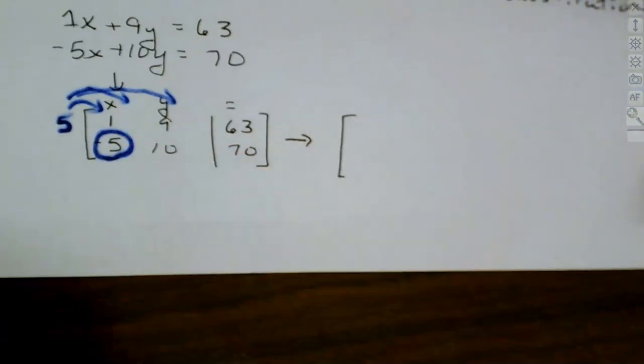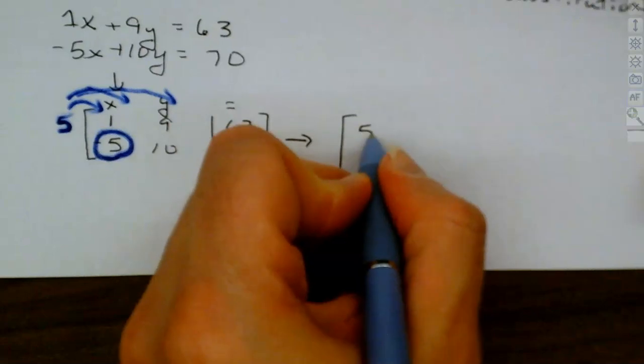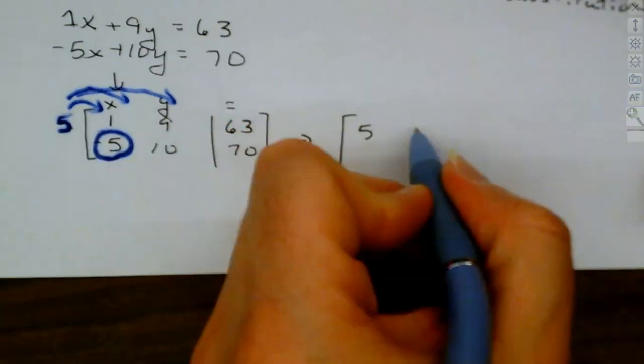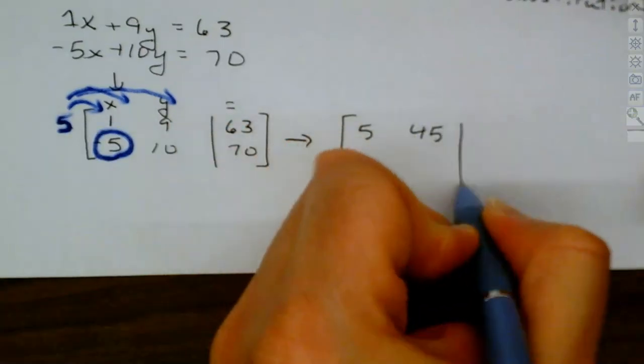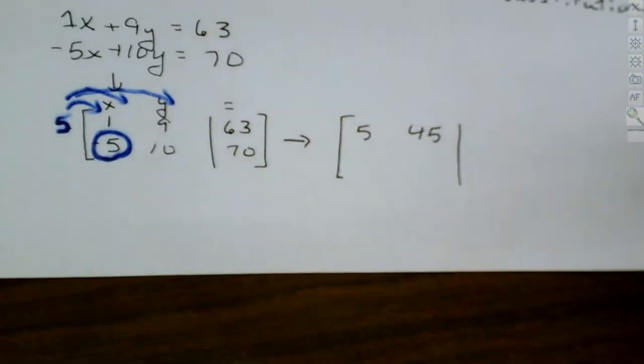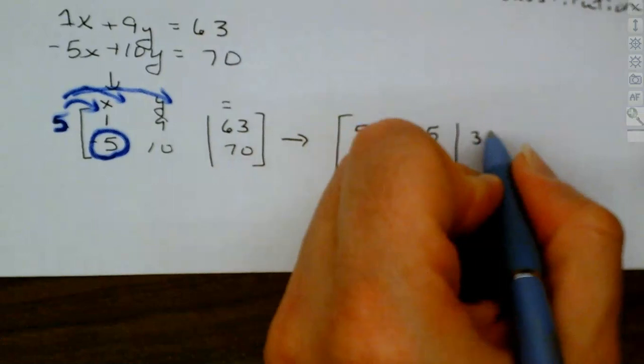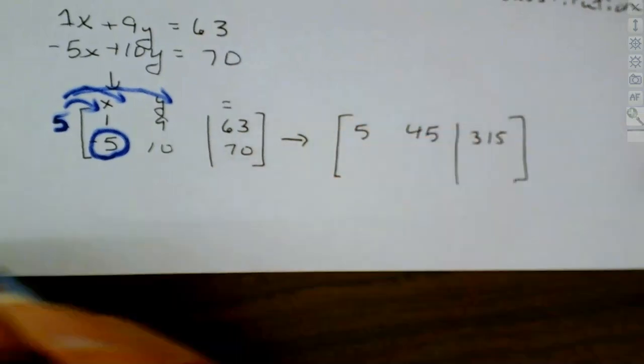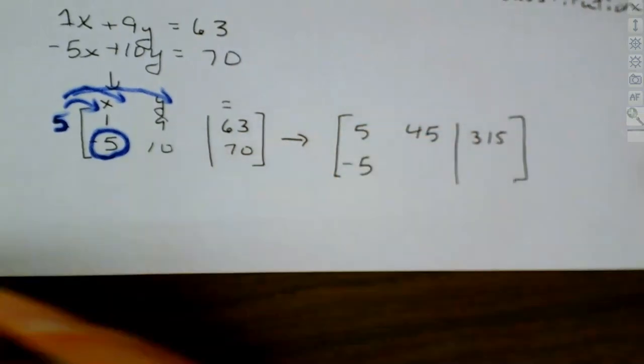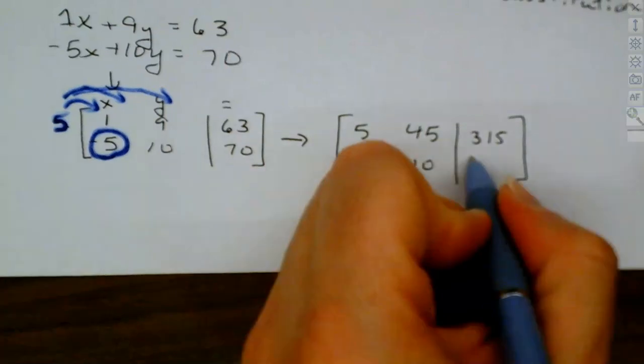Every single part. 5 times 1 is a 5. 5 times 9, that's a 45. And don't forget, 5 times 63, is that 215 or 315? Let's see. 63 times 5, that's a 315. And we have a -5, a 10, and a 70.